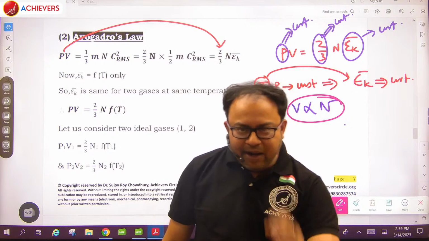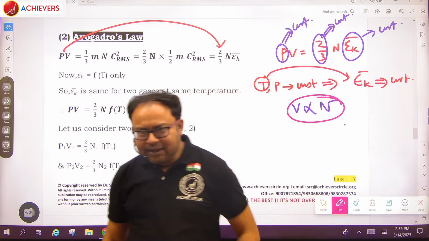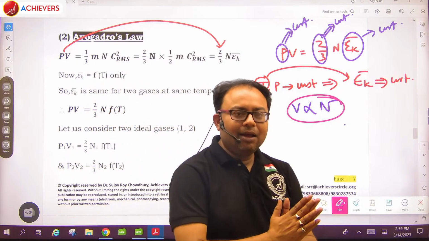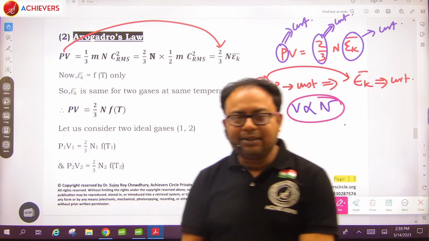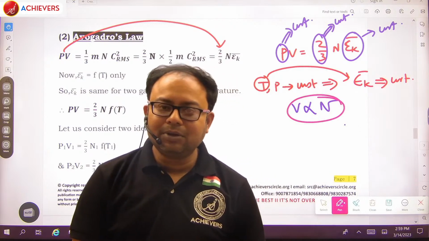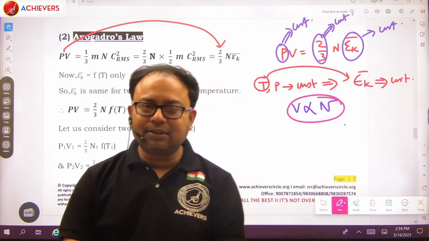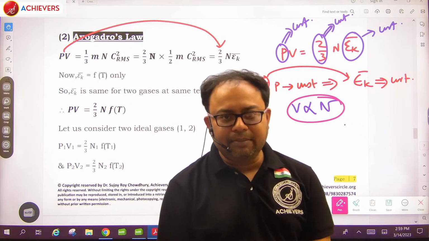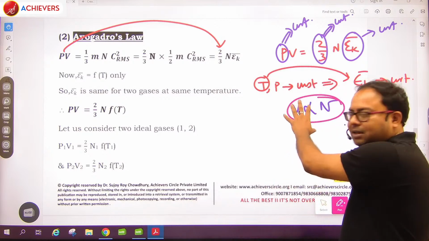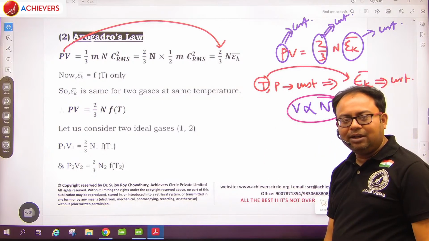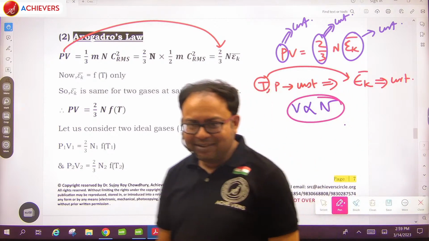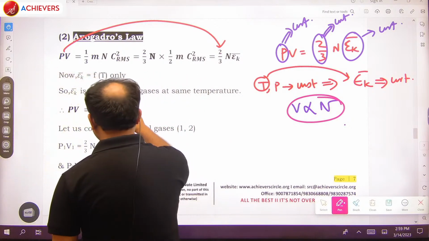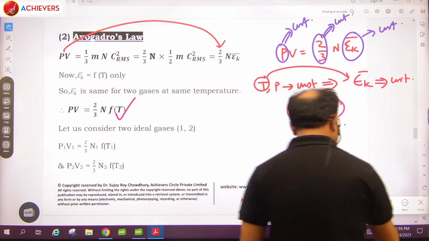Now, do you remember Avogadro's law? What does it state? It states that at constant temperature and pressure, equal volumes of all ideal gases will contain the same number of molecules. So that means volume is directly proportional to the number of molecules. That's it. Very easy. So you have proved that. Next.